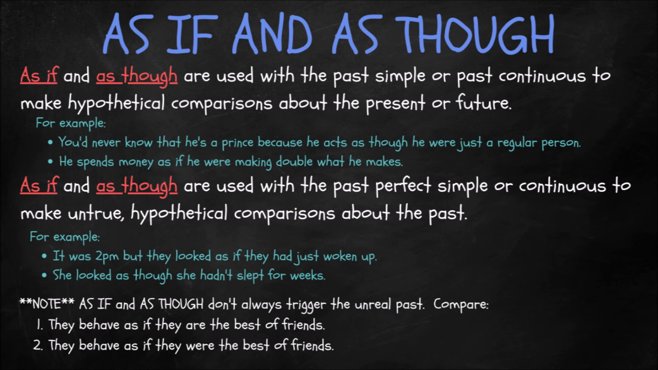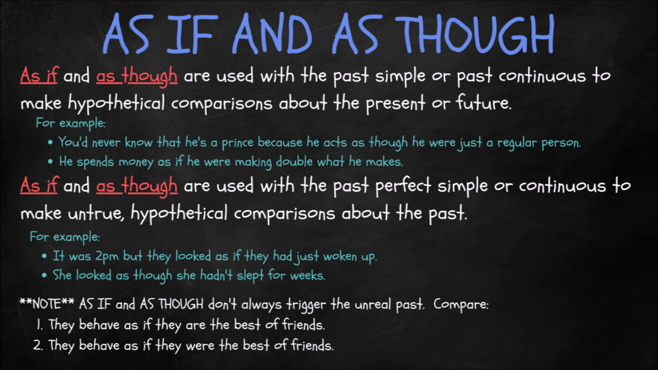For example, compare: they look as if they are the best of friends, and they look as if they were the best of friends. In the first example, I'm using the present simple, so I think or even I know that they are best friends. In the second example, I know that they are not real friends, so I'm going to use the unreal past. I'm going to say as if they were the best of friends because I know that it's not true.